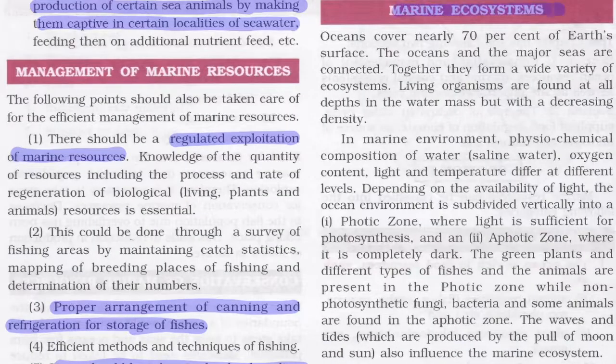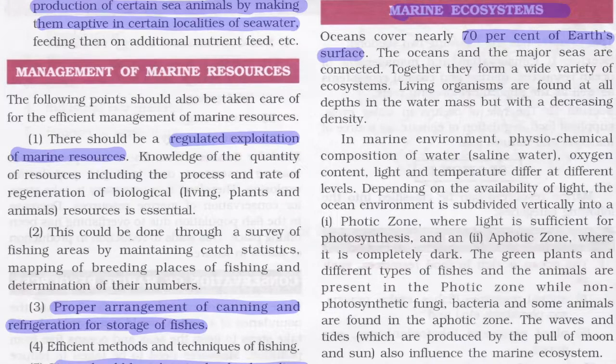Marine ecosystem. Oceans cover nearly 70% of the Earth's surface. Oceans and the major seas are connected. Together they form a wide variety of ecosystems. Living organisms are found at all depths in the water mass but with decreasing density. In the marine ecosystem, the physicochemical composition of water, that is, saline water, oxygen content, light and temperature, differ at different levels.